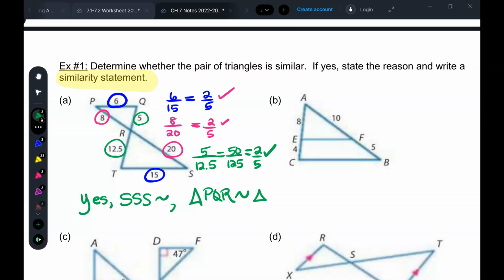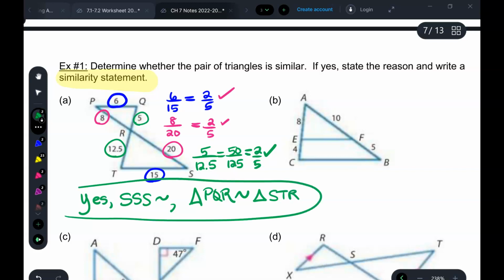So which order do we have to make sure? PQR is STR? STR, yeah. Okay, so this whole thing is our answer here.